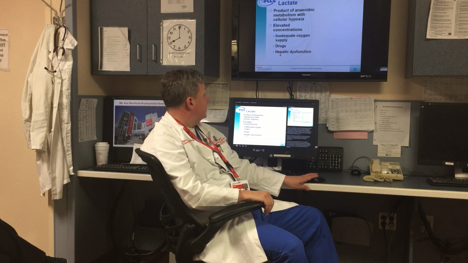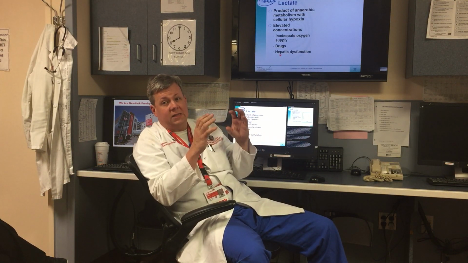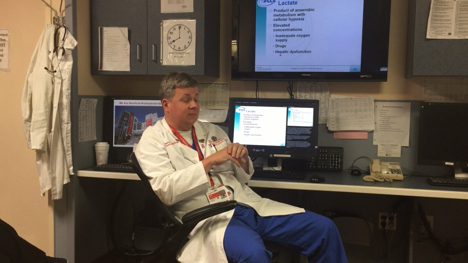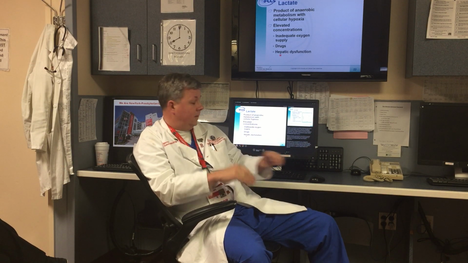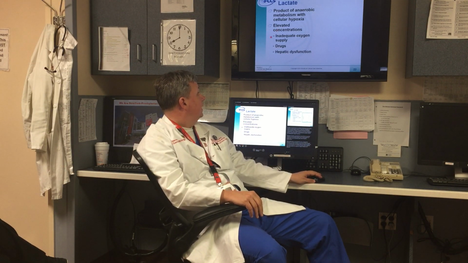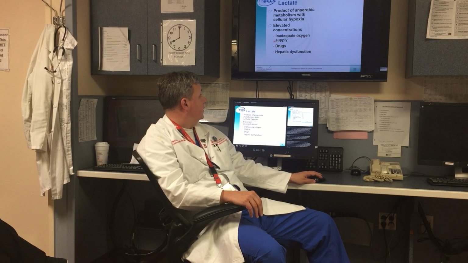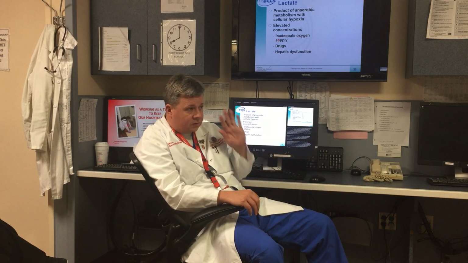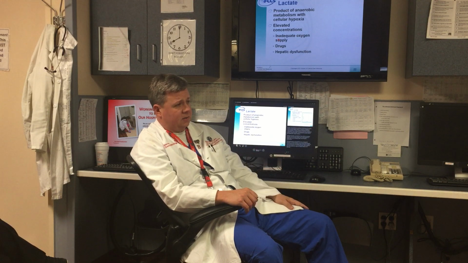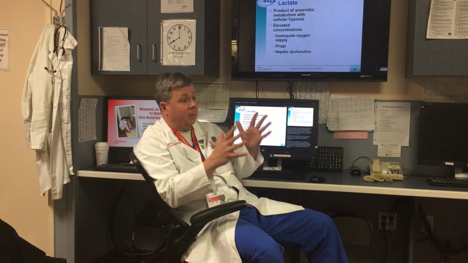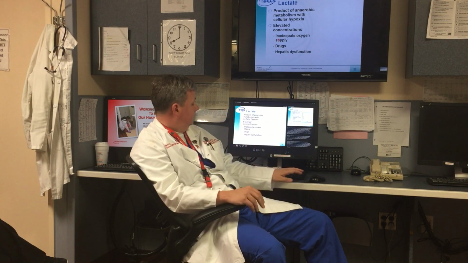And then the other one I can think of is hepatic dysfunction, because the way that your body gets rid of lactate is through something called the Cori cycle. It takes lactate and turns it into something else. So the 2 most common reasons we see lactic acidemia are hepatic dysfunction and inadequate oxygen supply, and in almost all of our patients it's because of inadequate oxygen supply, because there's anaerobic metabolism going on in the organism.